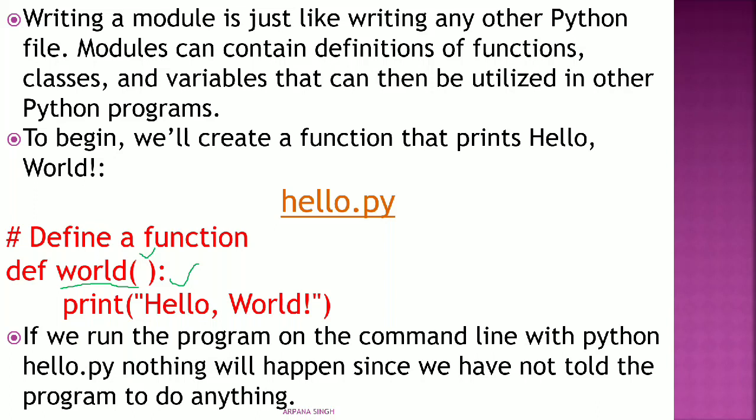Now if you run this program, you will not get anything because you have not told the program to do anything. You have already defined the function. Print hello is within the function. You have not told the program to execute the function or how to execute the function. So it will only run but will not show or do anything. Now how to execute this function?